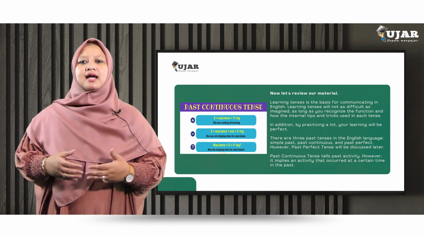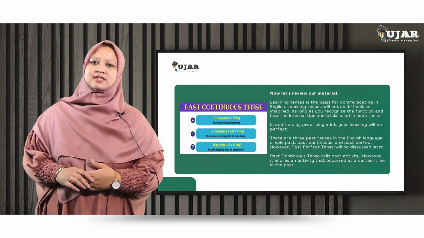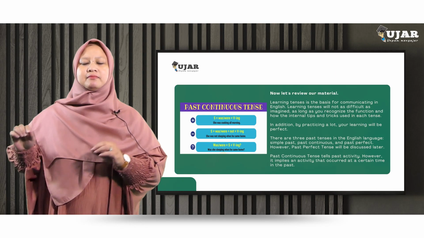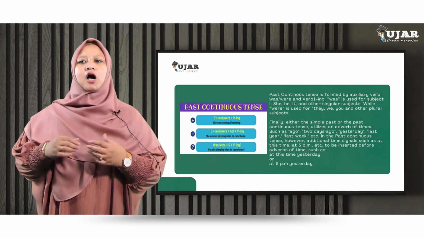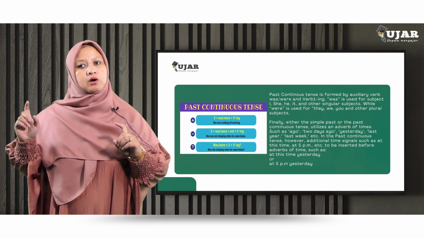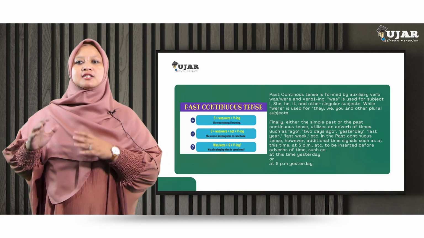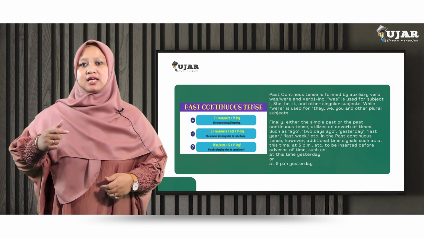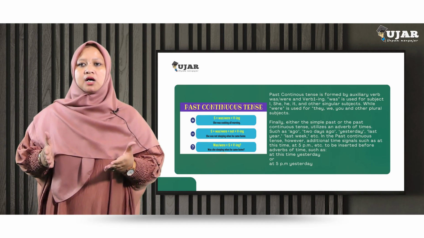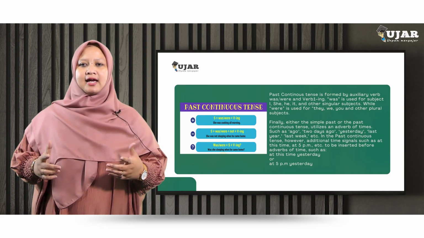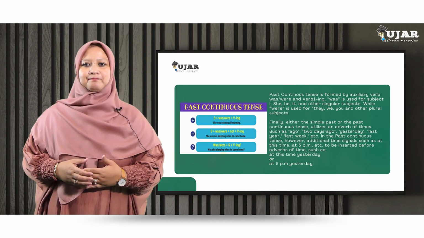Past continuous tense tells past activity. However, it implies an activity that occurred at a certain time in the past. Past continuous tense is formed by the auxiliary verb was or were and verb 1 plus ing. Was is used for subject I, she, he, it, and other singular subjects, while were is used for they, we, you, and other plural subjects.